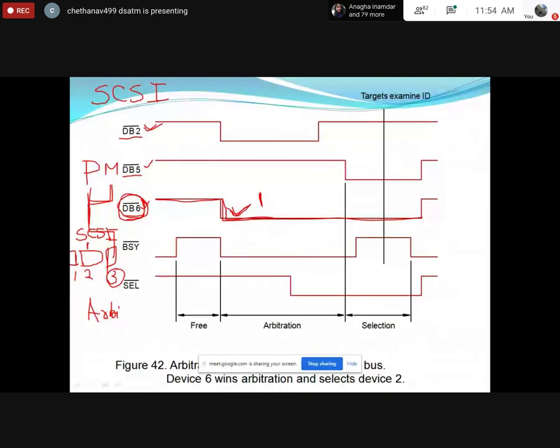Okay, so now obviously the data bus for device number 6 will be granted. After device 6, which device will get the ownership? Who is there in the queue actually? Device number 2 and device number 5. Who will get the SCSI bus next?